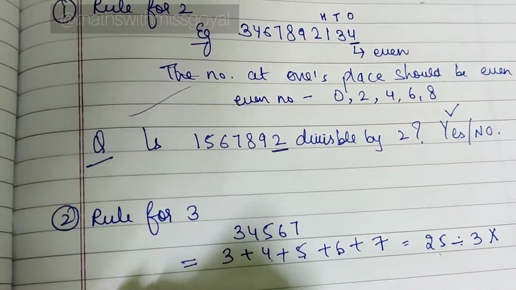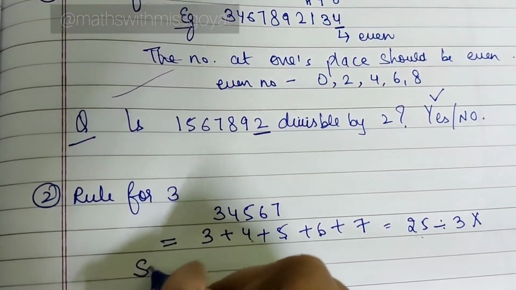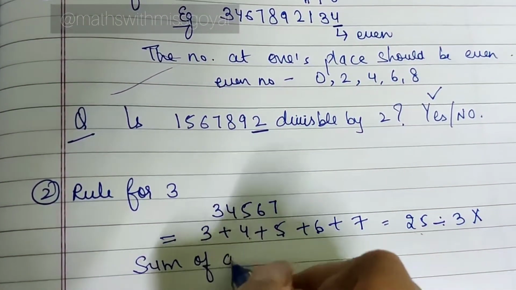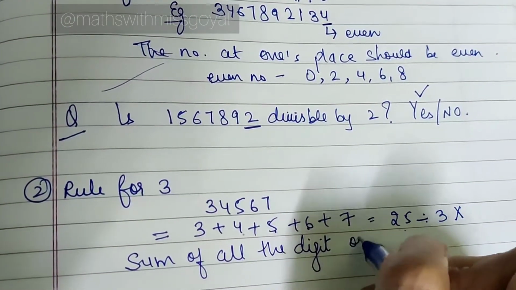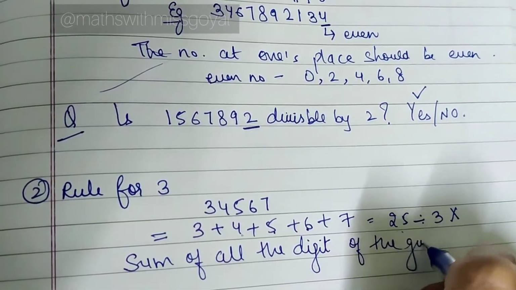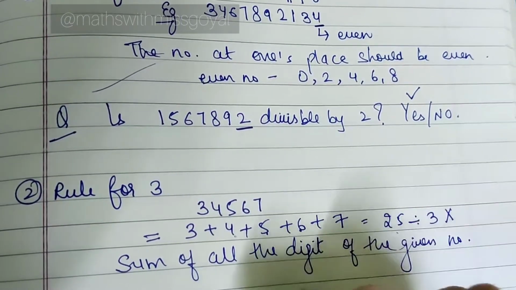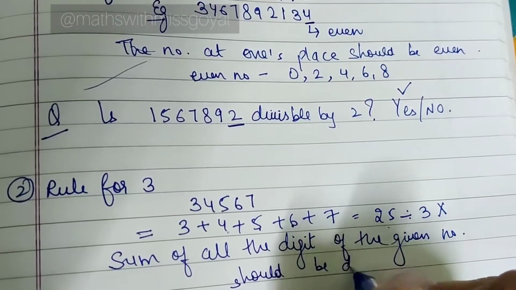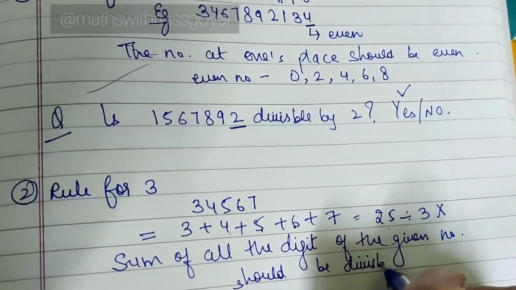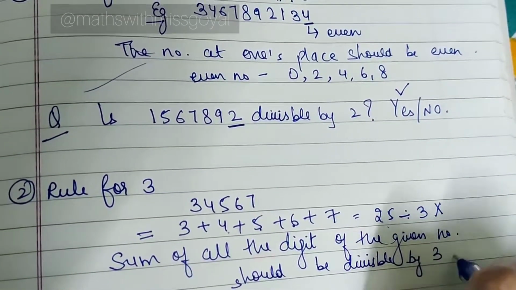Correct? So what is the rule? The rule is that the sum of all the digits of the given number should be divisible by 3. If not, then the number is not divisible by 3.